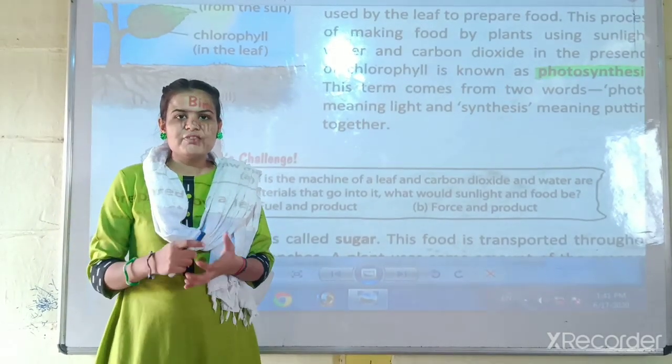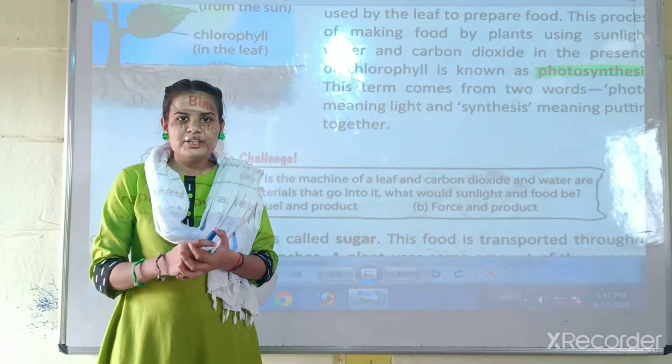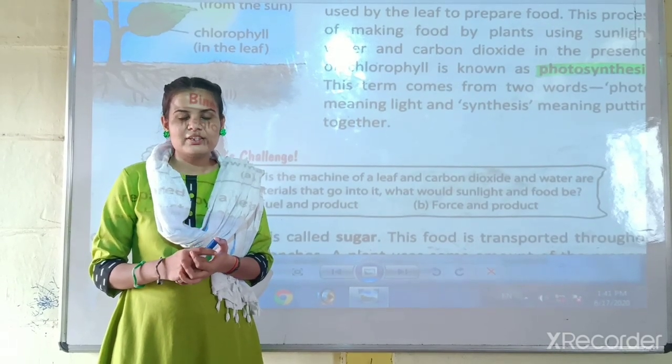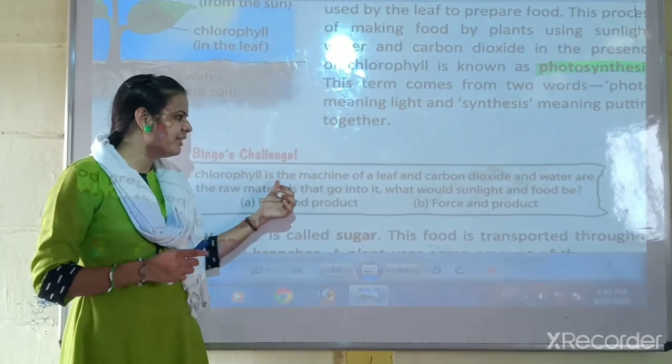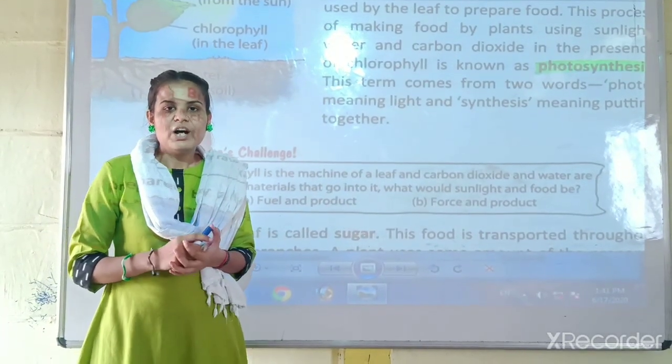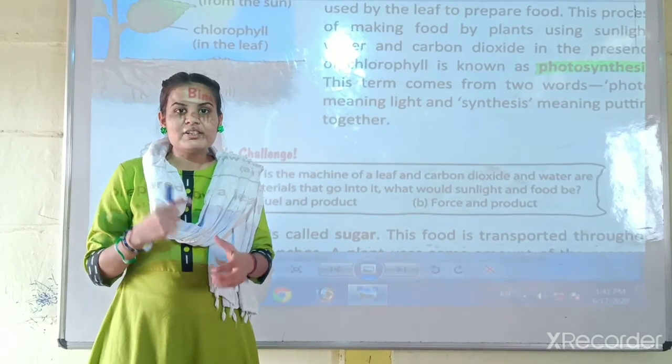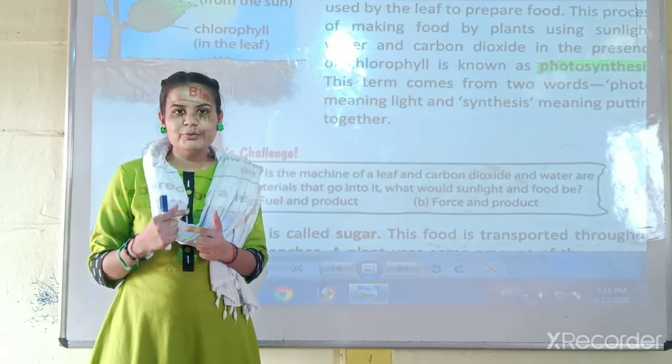Now what will she do? She will put all this raw material into a mixing jar and place it on a mixer. Okay, so here the mixer is a machine, like chlorophyll is the machine of the leaf. Now your mother will grind that. It means the process of making food is going on.